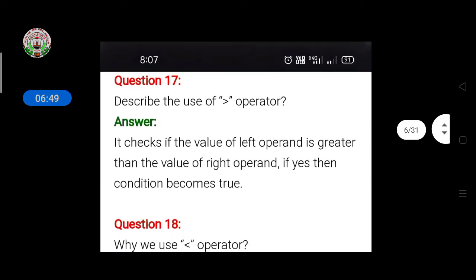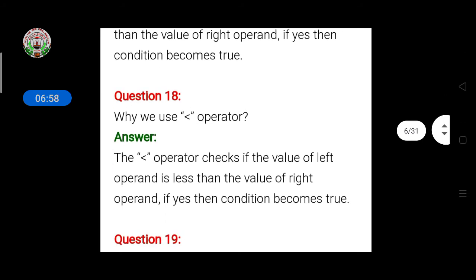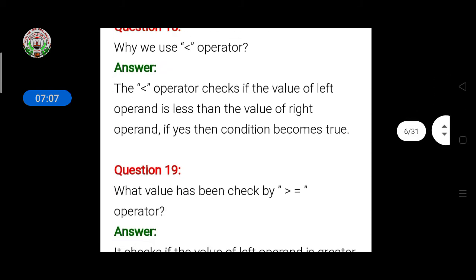So here greater than or less than. Then describe the use of the greater than operator. It checks if the value of the left operand is greater than the value of the right operand. If yes, then the condition becomes true. Same as the smaller operator, the smaller than operator. If the value is smaller, then it returns the condition that it is smaller.